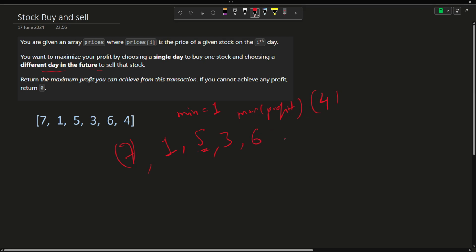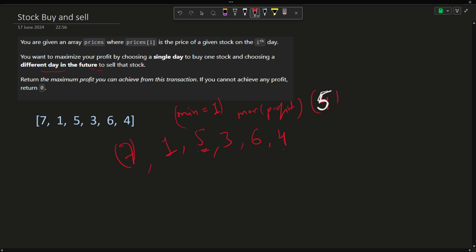Then we'll say 6. Yes, this is greater, and this is not the minimum value, of course. So we are good with the minimum value. Can we make some profit? Yes, we can. Also, this profit is greater than what we have made till now. So we can make some more profit, and we'll just update the max profit with 5. Then let's move ahead.